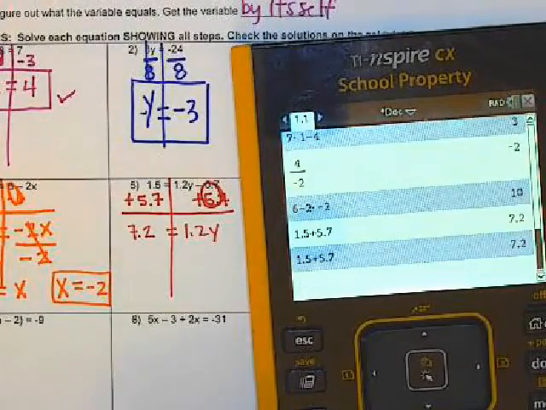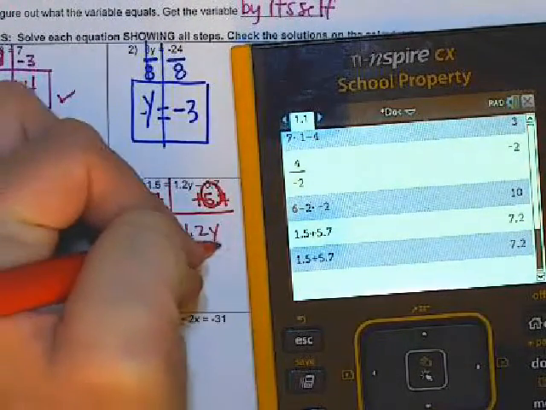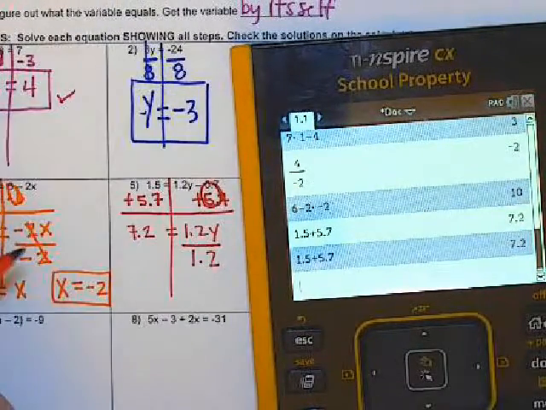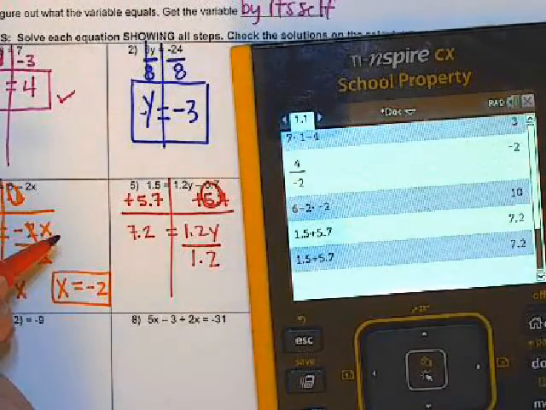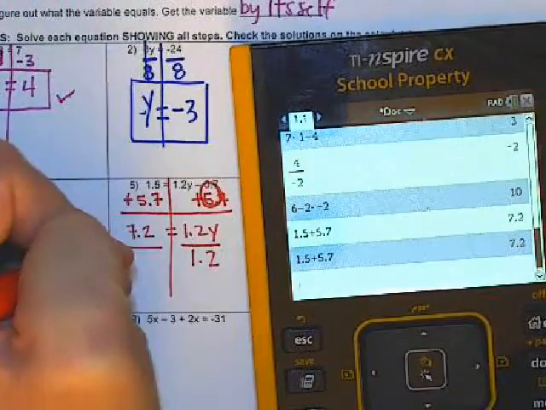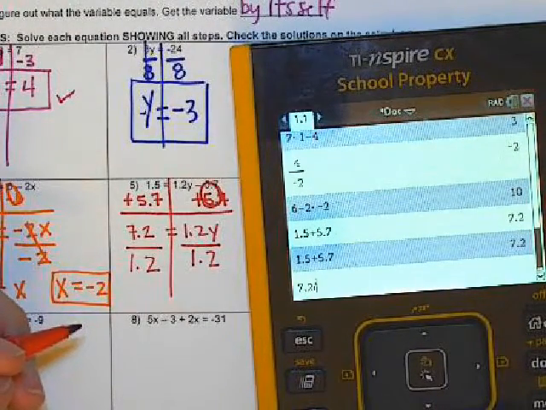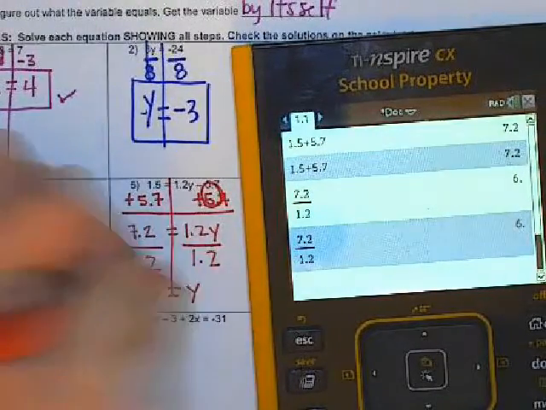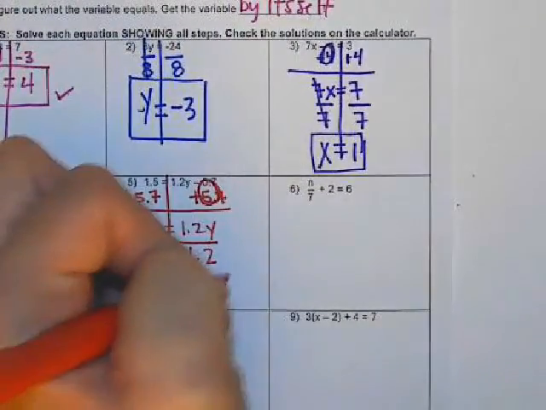Is y by itself? No. So these are being multiplied. The opposite of multiply is divide. So I draw my fraction bar, because that means divide. And I divide by whatever's right in front of the y, which is 1.2 on both sides. So 7.2 divided by 1.2 gives me 6 equals y. But can I write it like that? No.